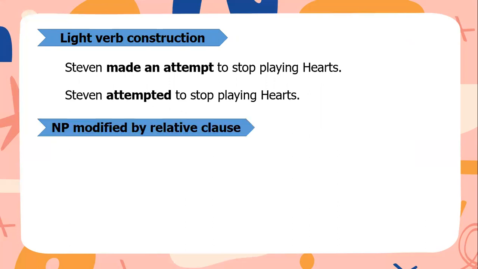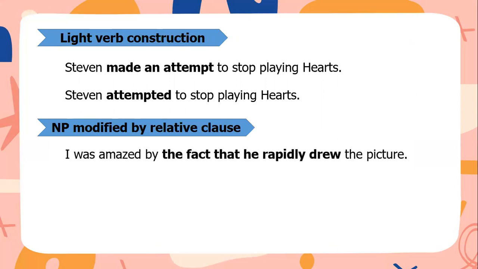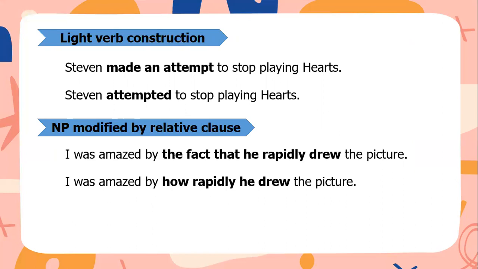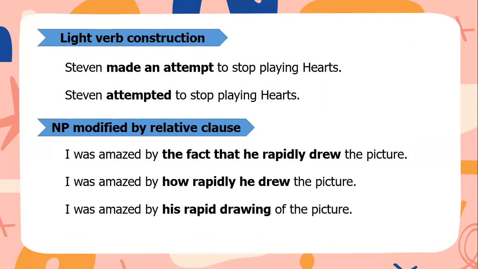Next, noun phrase modified by relative clause. I was amazed by the fact that he rapidly drew the picture. Compressed sentence. I was amazed by how rapidly he drew the picture. I was amazed by his rapid drawing of the picture.